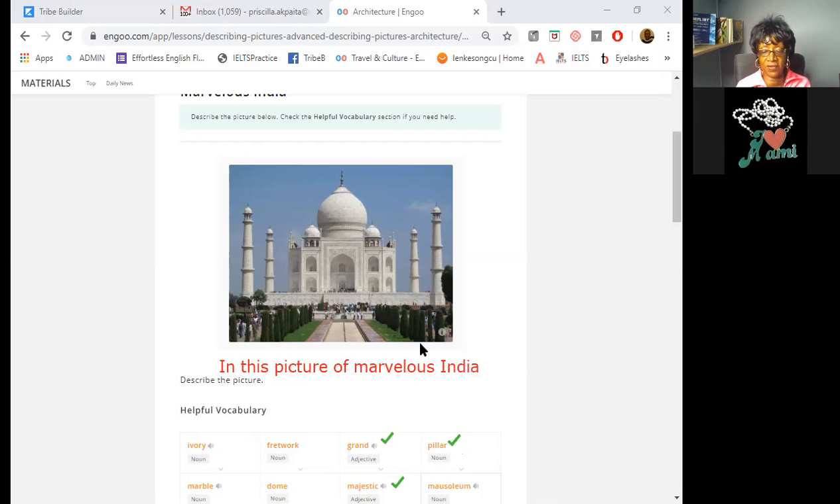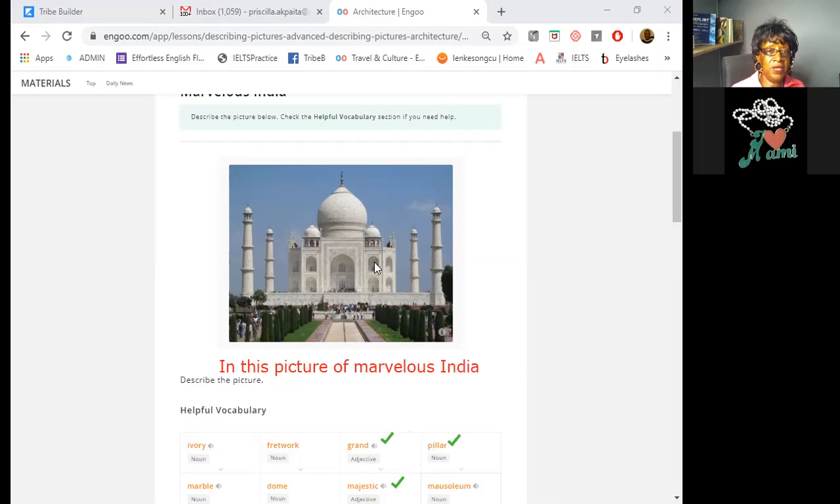Now we have to have another word. I see pillars of grand, majestic. Grand, majestic pillars made of marble. I see grand pillars. I see grand, majestic pillars made of marble.